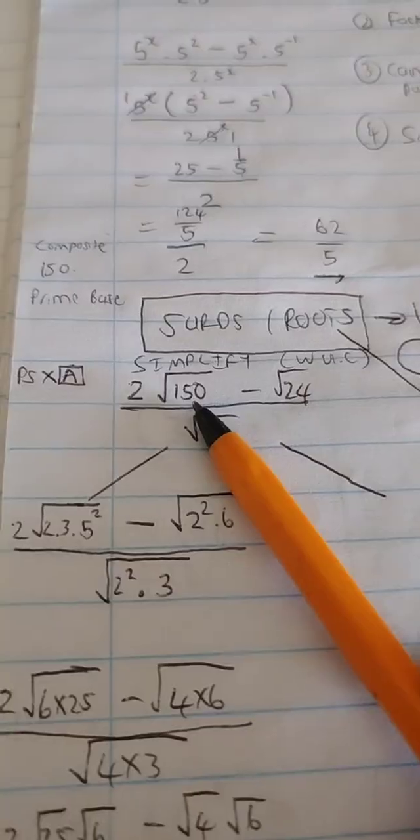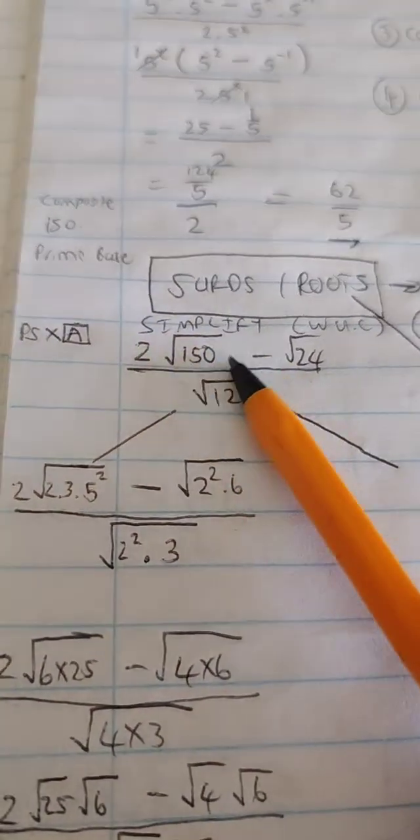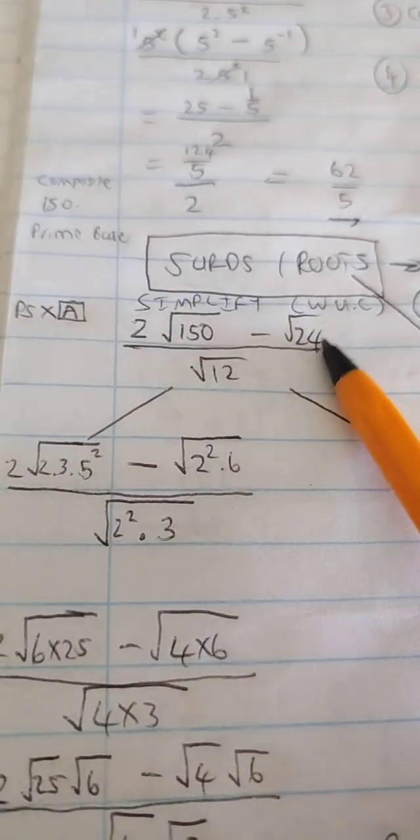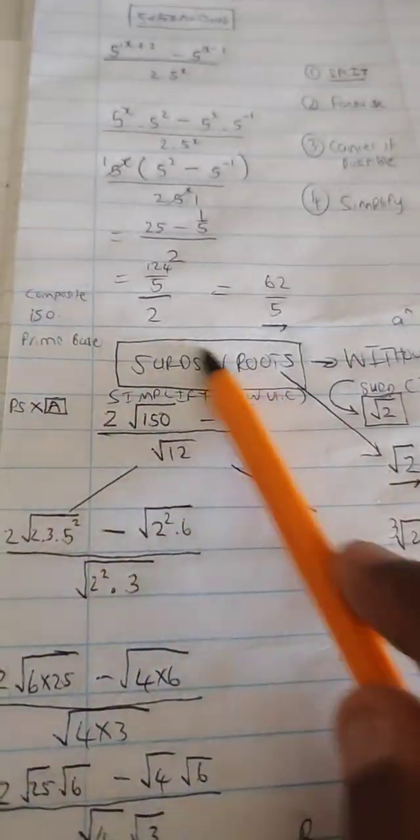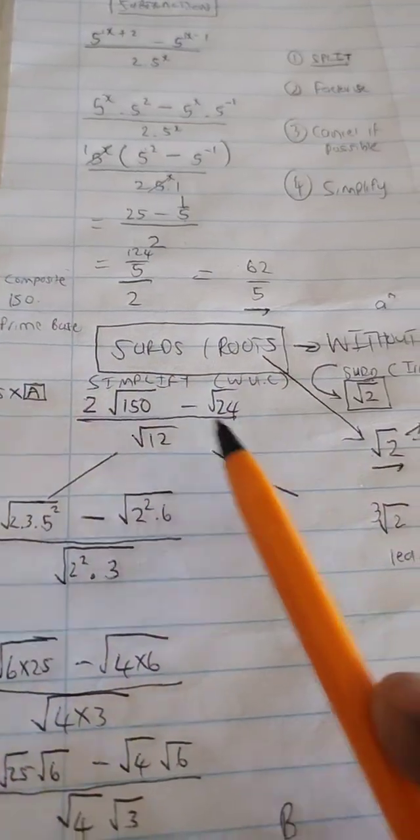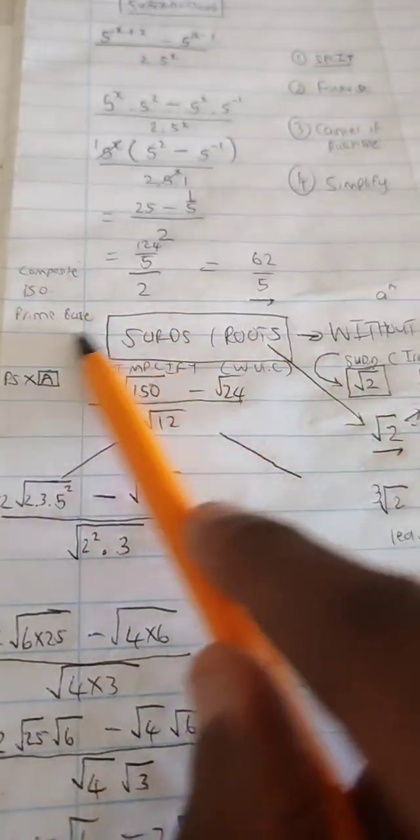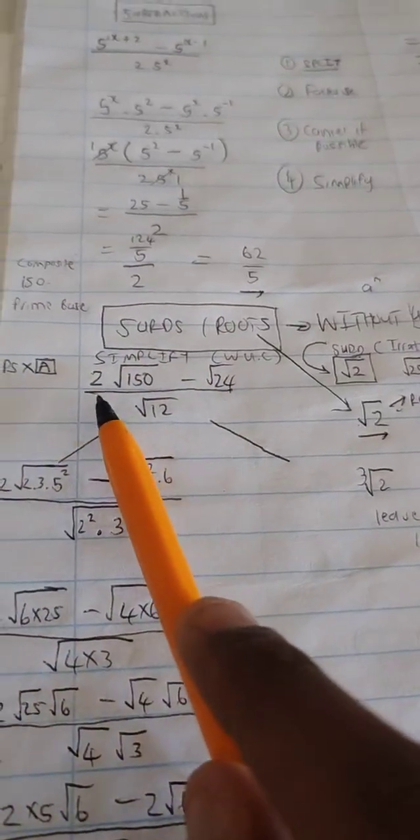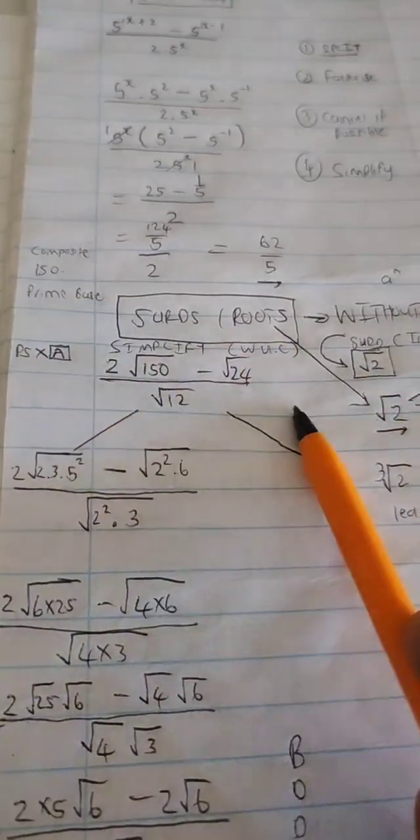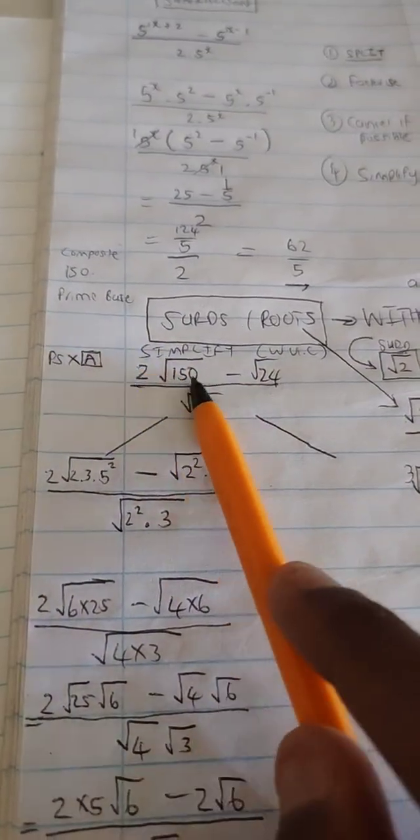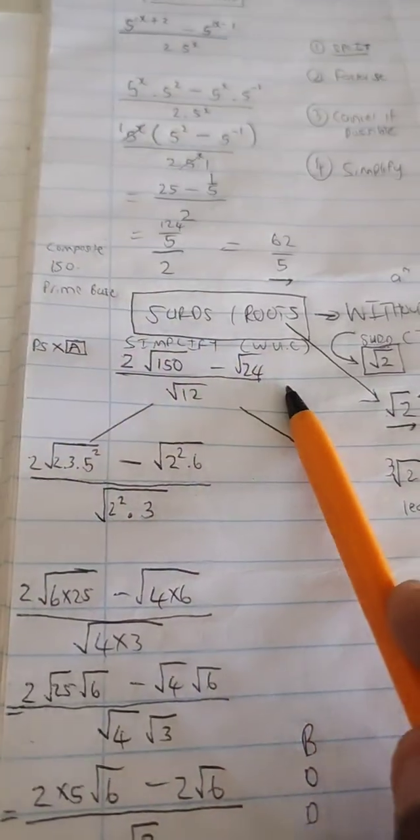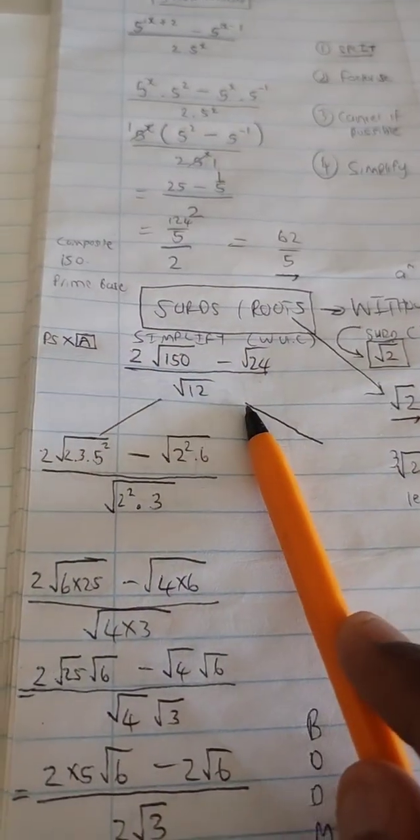Okay, so that's how we answer that question. Let me just go back again. What happened? This is 2 root 150 minus the square root of 24 over the square root of 12. What do we see in this expression? This is actually one term. All of it is one term. Why? Because the division line makes it one term. In the numerator, how many terms do we have? We have 1 minus separates 2, then over 1 denominator.